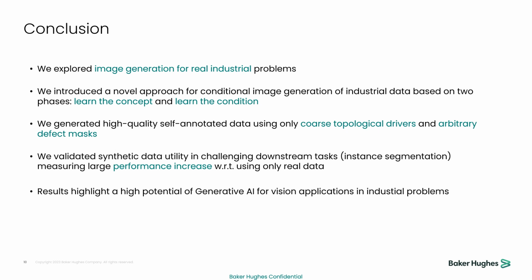To wrap up, we explored image generation for real industrial problems. We introduced a novel approach for conditional image generation of industrial data based on two phases. We generated high-quality self-annotated data using only coarse topological drivers and arbitrary defect masks. We validated synthetic data utility in challenging downstream tasks, measuring large performance increases with respect to using only real data. Results highlight the high potential of generative AI for vision applications in industrial problems.